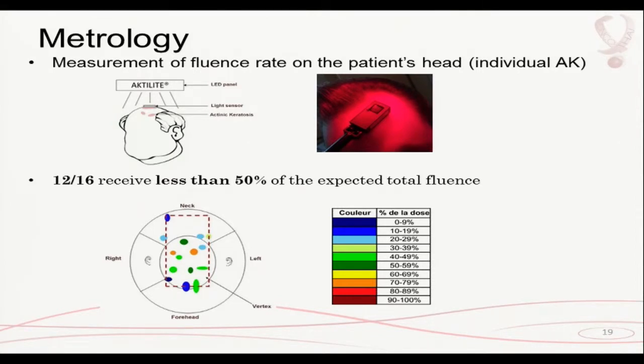So, I can say I determine the dose, I perform a lot of mathematical modeling, I did a lot of study on animals, but if I'm not able to reproduce and to apply the amount of light I'm supposed to apply, I'm in trouble.